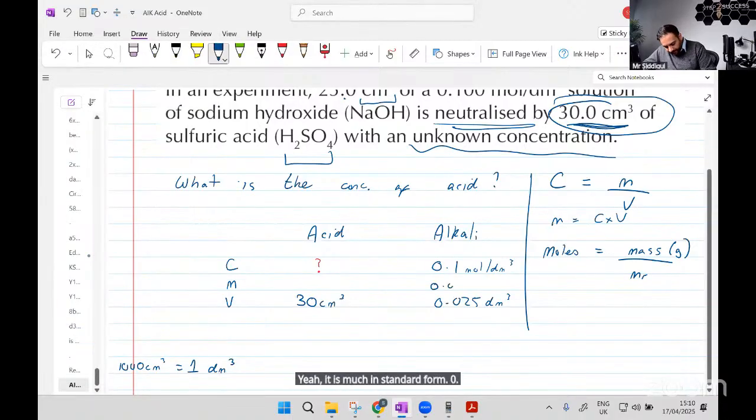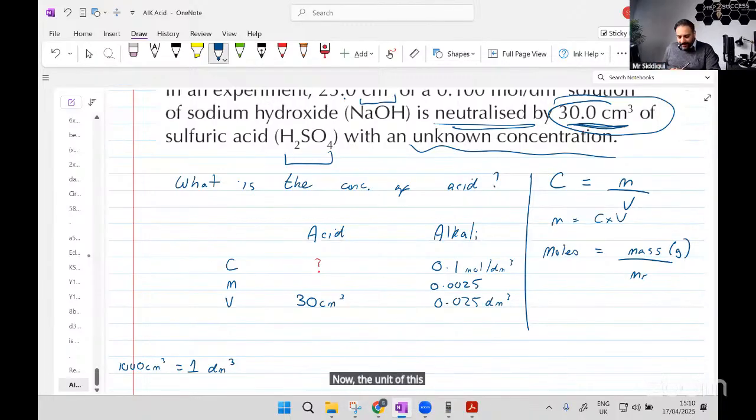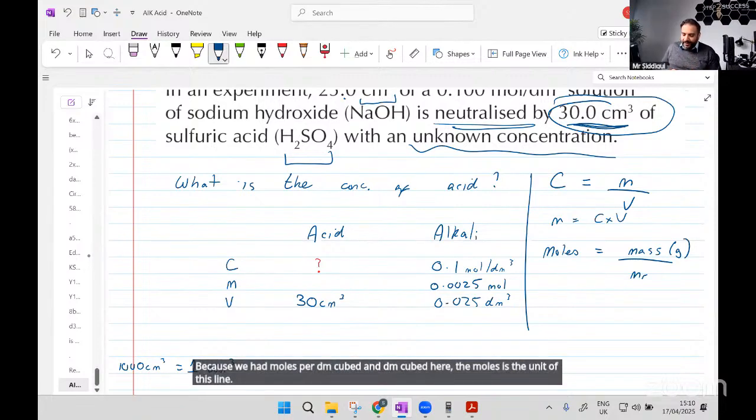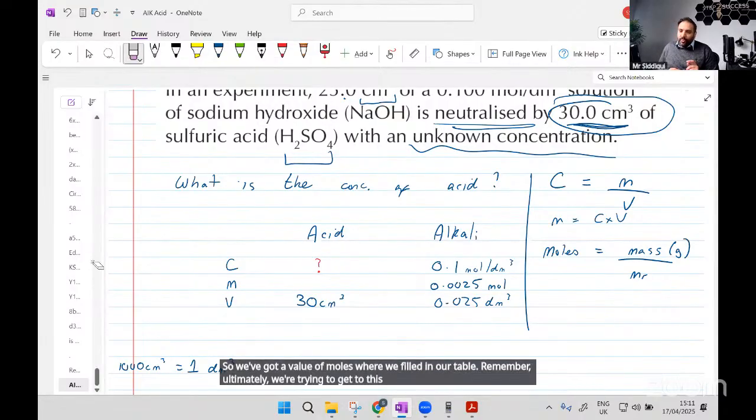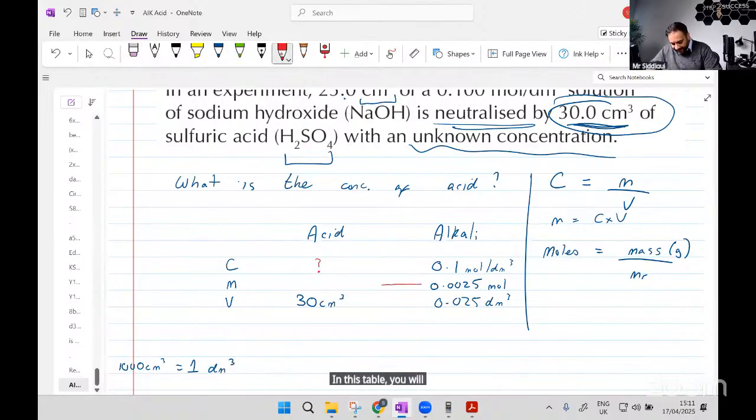0.0025. Now, the unit of this answer, because we had moles per dm cubed and dm cubed here, the moles is the unit of this line. So we've got a value of moles there. We filled in our table. Remember, ultimately, we're trying to get to this value. When you do this, when you get a mass in moles of one thing in this table, you will be able to easily get to the mass of the other thing in the table.